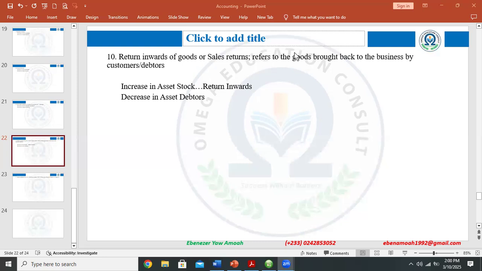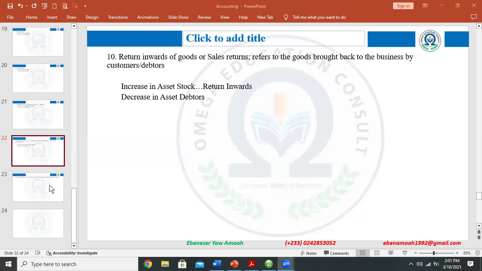Okay. So the return inwards was the issue. I think you now appreciate that this is where your debtors or customers return goods back to you. Because the debtors are returning the goods back to you, how much they owe you, the debt, will reduce. That's why we have a decrease in asset debtors. But of course, you are going to receive the goods from them, so your stock will increase. And so we have the increase in asset stock.